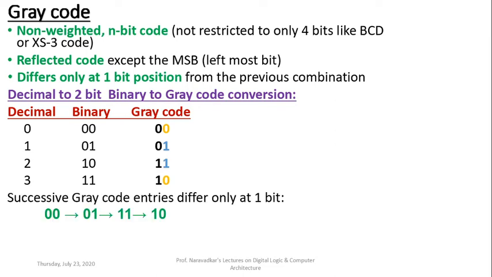It means the successive gray code entries differ only at 1 bit. So from top to bottom, if I show the corresponding gray code here, it is from 0, 0. Then the next combination will be 0, 1. Next combination will be 1, 1. Next combination will be 1, 0. And these combinations will be applicable for decimal 0, decimal 1, decimal 2 and decimal 3 respectively.